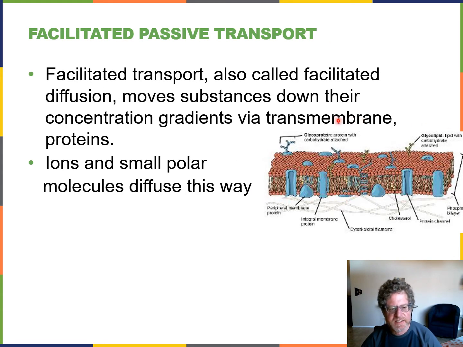Okay, facilitated diffusion. Facilitated diffusion is also passive transport, and it's called facilitated diffusion because things are moving by diffusion, but they're moving through a protein. And the things that will diffuse this way are ions, so things that are charged like Na+ and K+, Cl-, and small polar molecules.